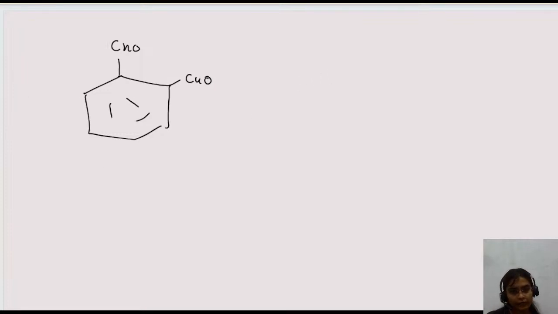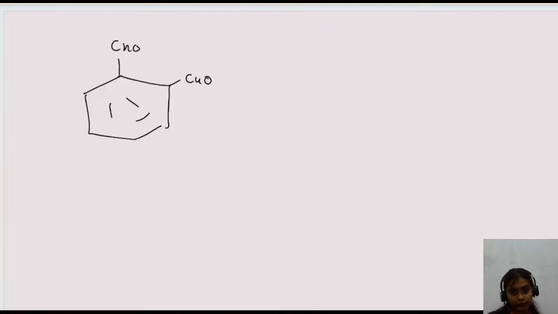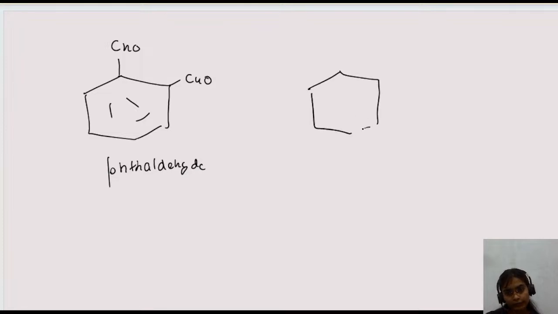And similarly, this one, okay? It's a phthalaldehyde. But on the other hand, if I'm using two times COOH, COOH is there. So what does it become? It's phthalic acid. Okay, it becomes phthalic acid.